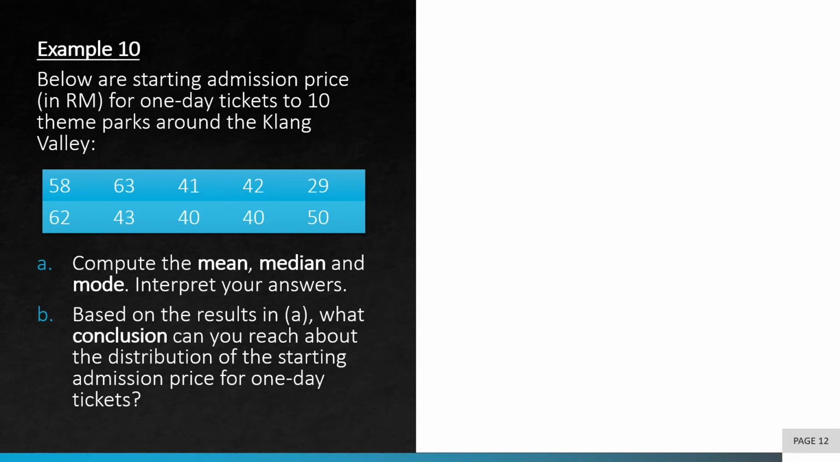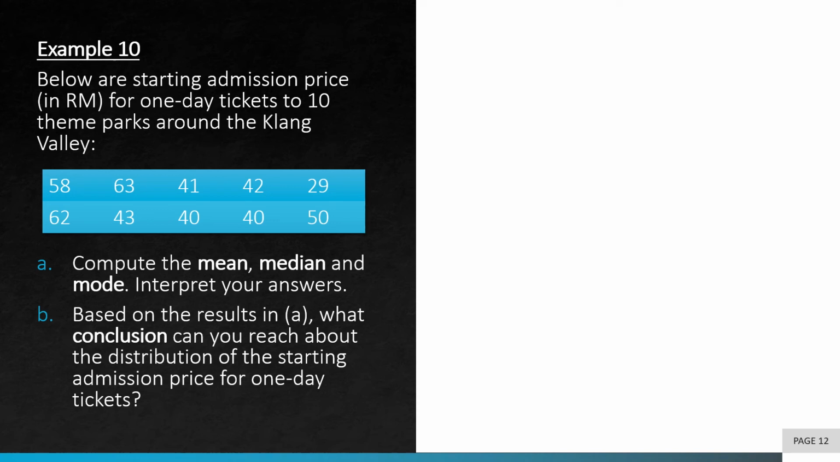Now, example 10 tests your understanding of mean, median, and mode, as well as the shape of your distribution. Let's read the question. Below are starting admission prices in ringgit for one-day tickets to 10 theme parks around the Klang Valley. A. Compute the mean, median, and mode. Interpret your answers. B. Based on the results in A, what conclusion can you reach about the distribution of the starting admission price for one-day tickets?